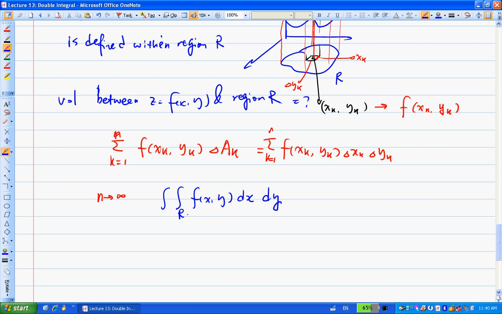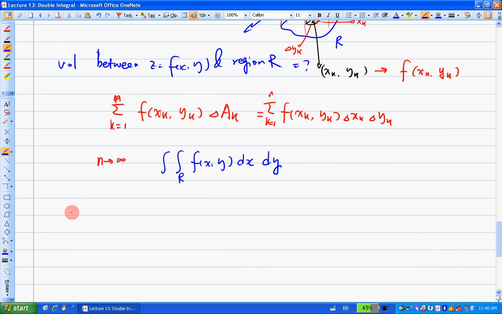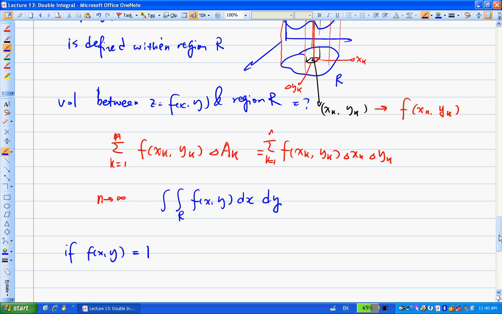Any questions? Okay. Let me ask you one simple question. If this function equals 1, what does this double integral give you? What does it give you? Area of what? Exactly, of the region R. So you get this, and we write dx dy, but dx dy is basically a small area dA.